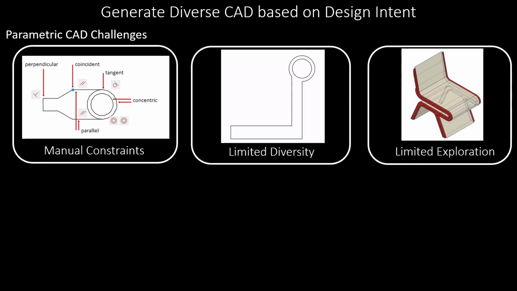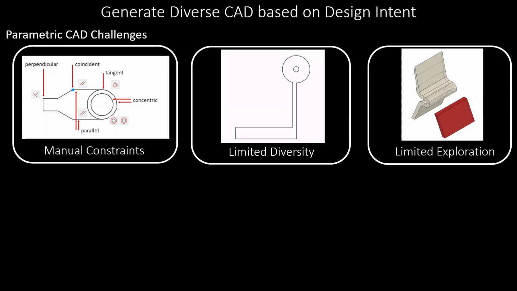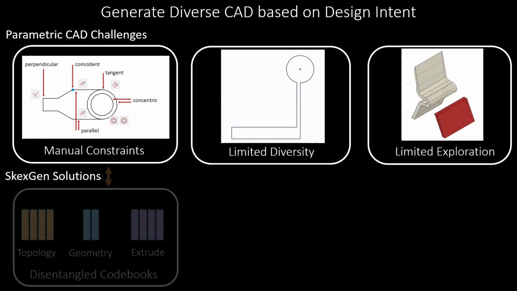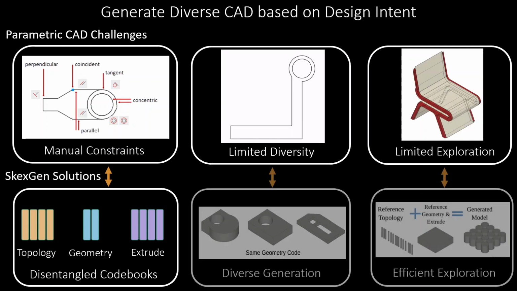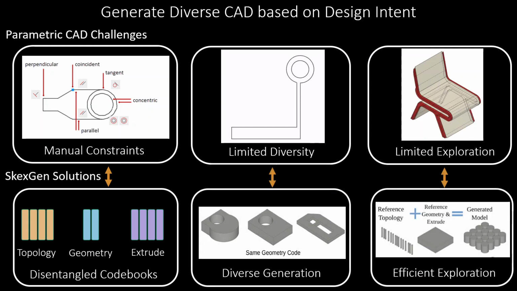This is traditionally done in parametric CAD models with manually labeled constraints. However, too many constraints lead to limited diversity, and too few constraints lead to failures during design exploration. SkexGen solves the issue by using disentangled codebooks to capture the topological and geometrical variations. It can generate diverse results and enable efficient exploration of the design space.